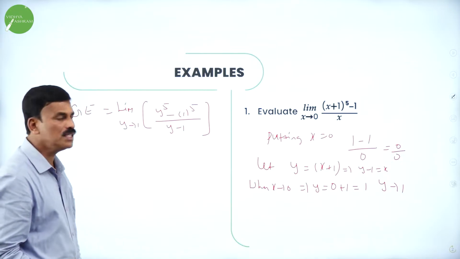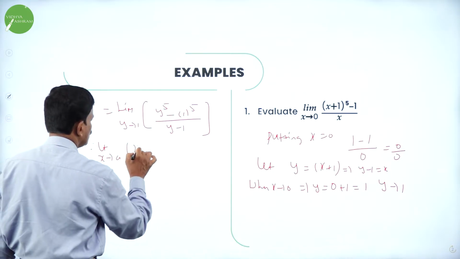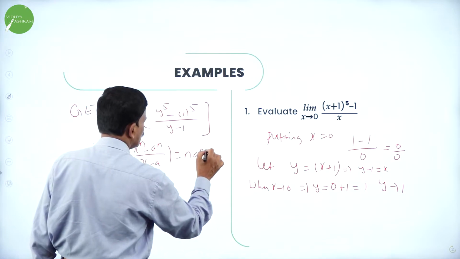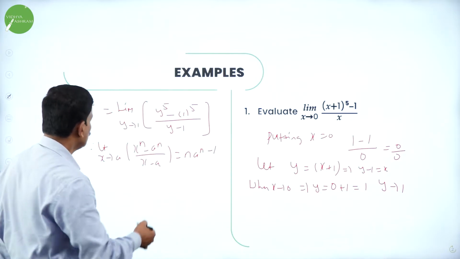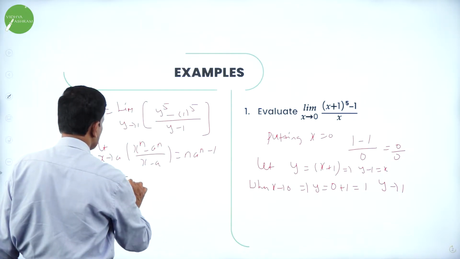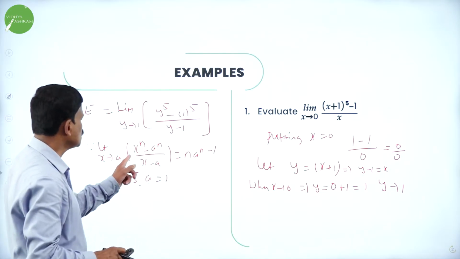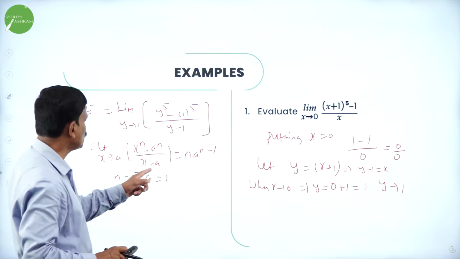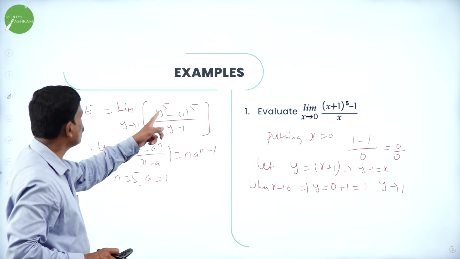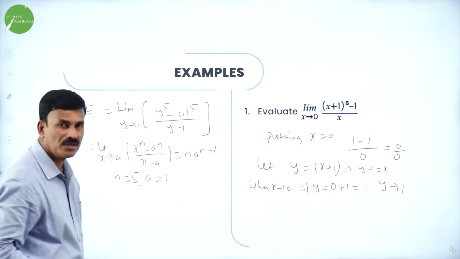Now if you observe carefully, this is of the form limit x tends to a of x raised to n minus a raised to n by x minus a is equal to n into a to the power of n minus 1. So here n is equal to 5 and a is equal to 1. Limit y tends to 1 of y to the power of 5 minus 1 to the power of 5 divided by y minus 1. n is equal to 5 and a is equal to 1.